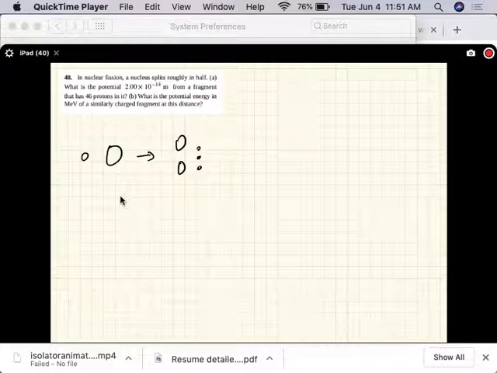What is the potential energy? What is the potential 2.2 times 10 to the minus 14 meters from the fragment? And then what is the potential energy of a similar charged fragment? Okay, so we'll find that.